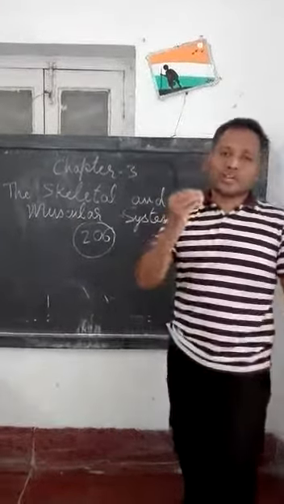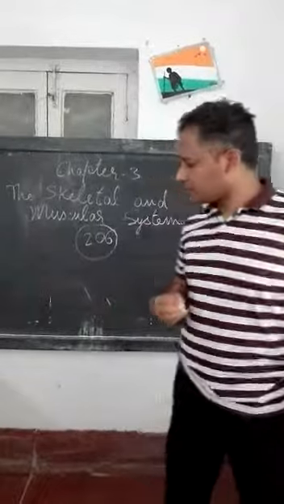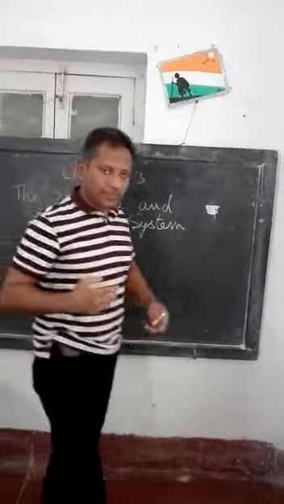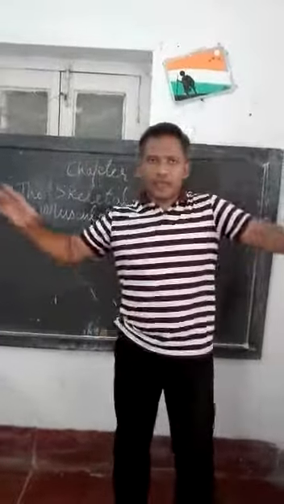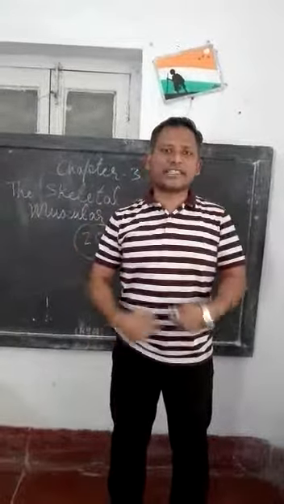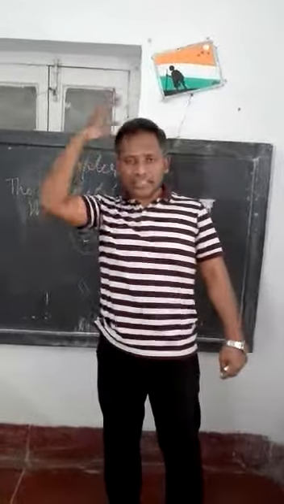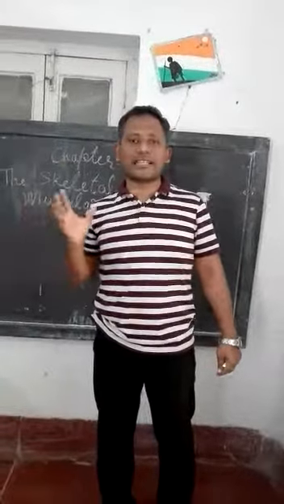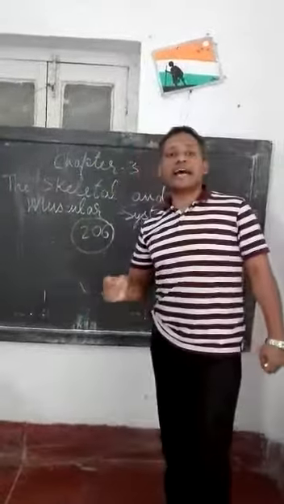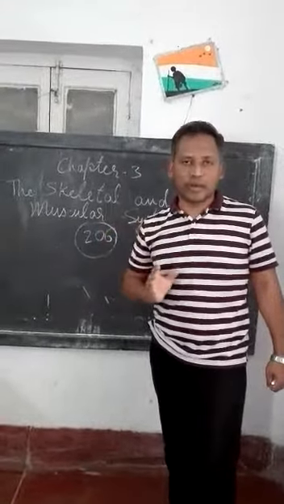Now, what is the function of bones for the body? The first function is that it gives shape to our body. For example, we have upper limbs, lower limbs, then the thoracic region and our head. This shape is provided by the skeletal system. So the first function of the skeletal system is that it gives shape to the body.